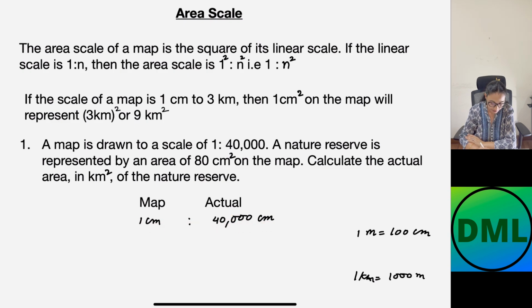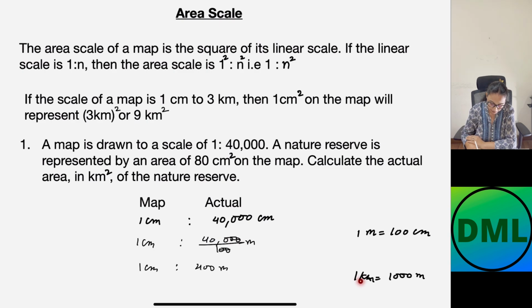I need to convert this into kilometer because I need my answer in kilometer. We have 1 meter is equal to 100 centimeter. I am going from smaller unit to bigger unit. That means I need to divide it by 100. Let's do it here. 1 centimeter is to 40,000 divided by 100 meter. 2 zeros will get cancelled from here and you will get 1 centimeter is to 400 meter.